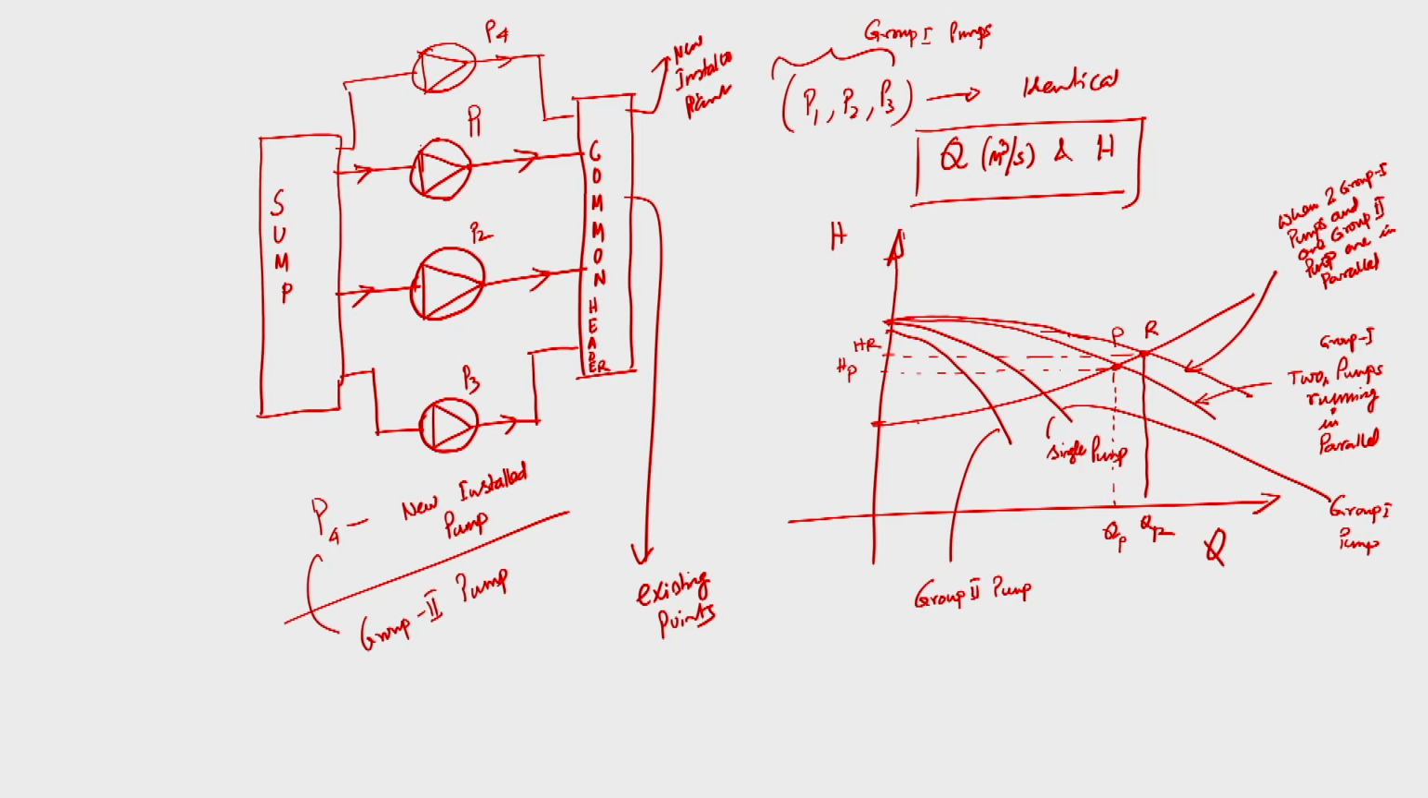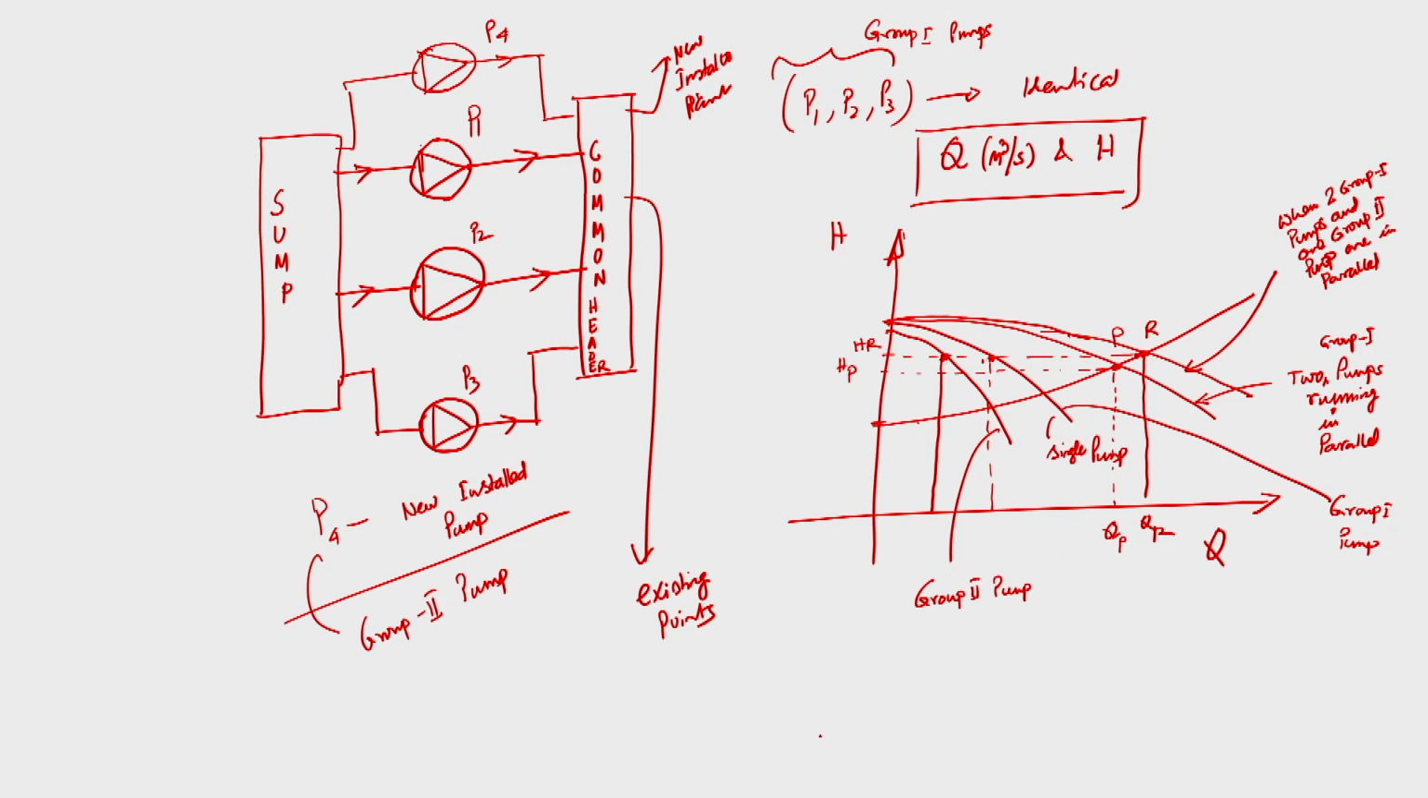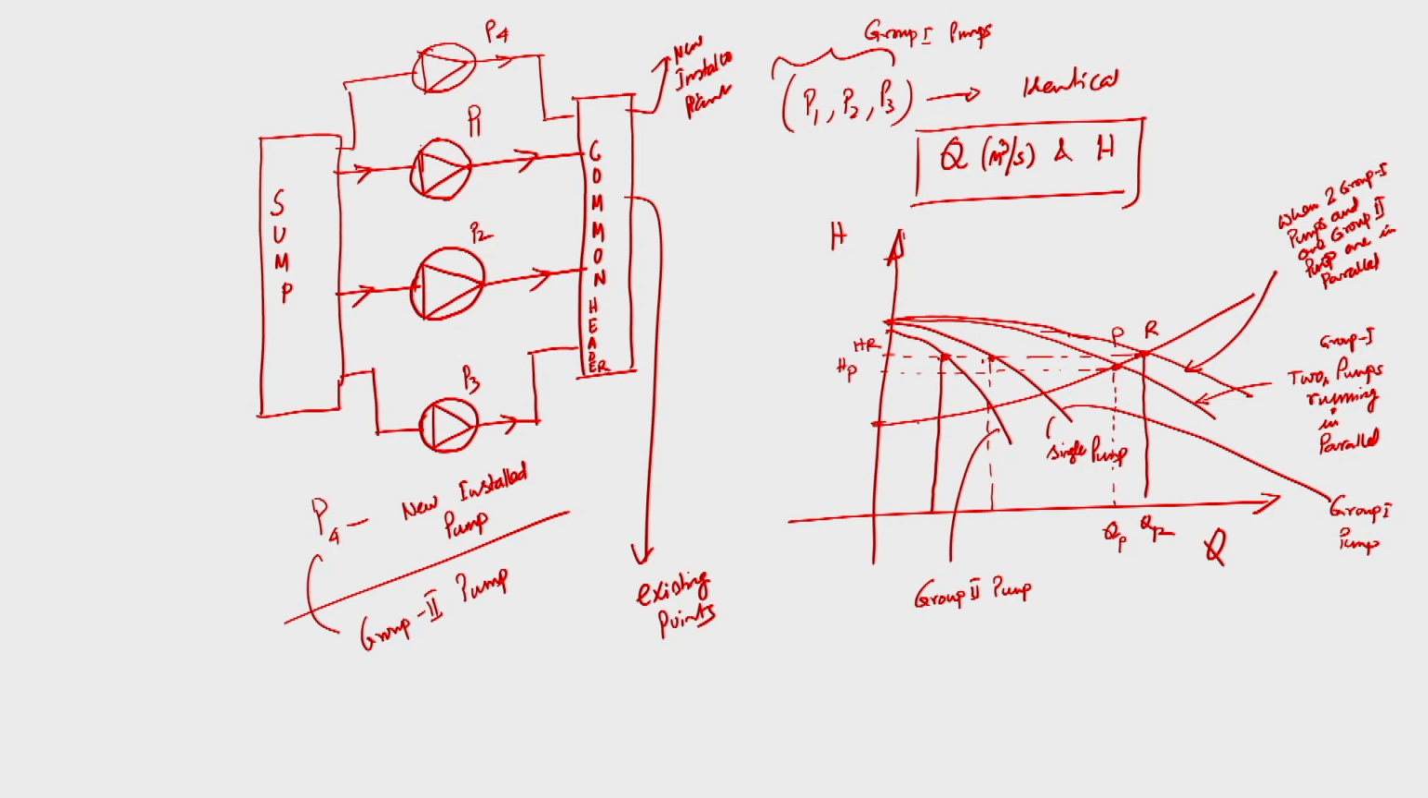Now, if I trace back from this operating point to the individual pumps, then maybe this is the discharge supplied by the group 2 pumps and this is the discharge supplied by the individual group 1 pumps. The head and discharge corresponding to this point are the head and discharge supplied by each of the group 1 pumps, and the head and discharge corresponding to this point are those that will be supplied by the group 2 pump, rather the newly installed pump.